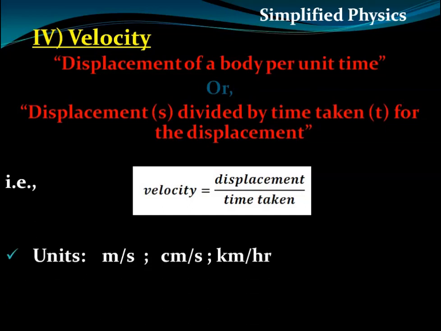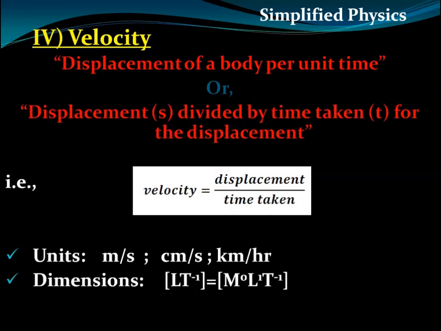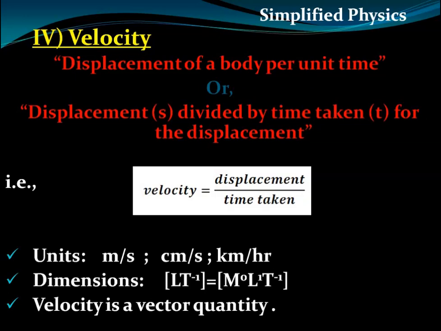And units are same as the speeds: meter per second, SI unit, centimeter per second, CGS unit, and kilometer per hour is another unit. Similarly, miles per hour and many more. Dimension same as the speed, LT minus 1 or M0 L1 T minus 1. And velocity is the vector quantity.